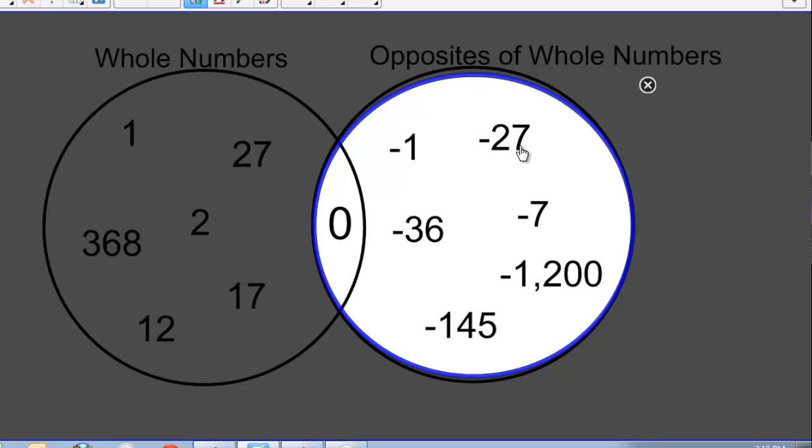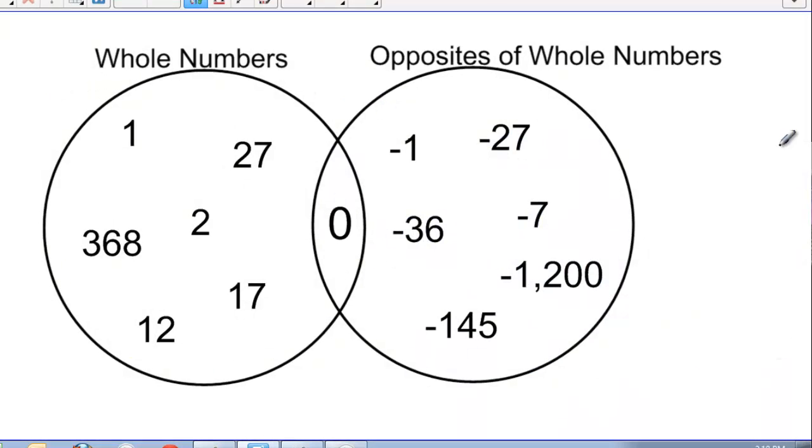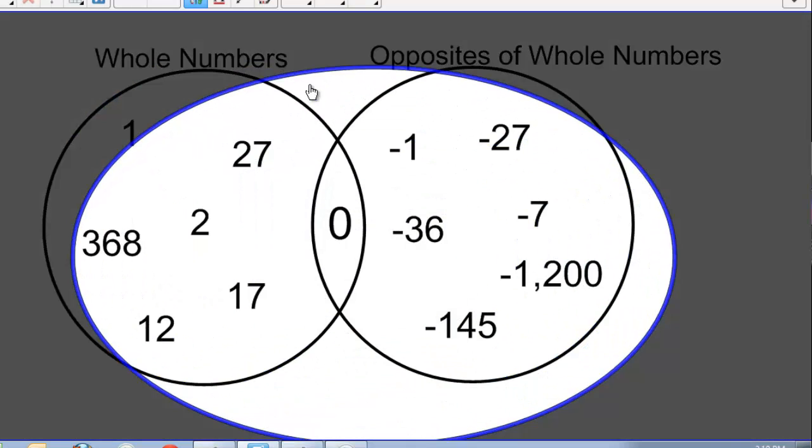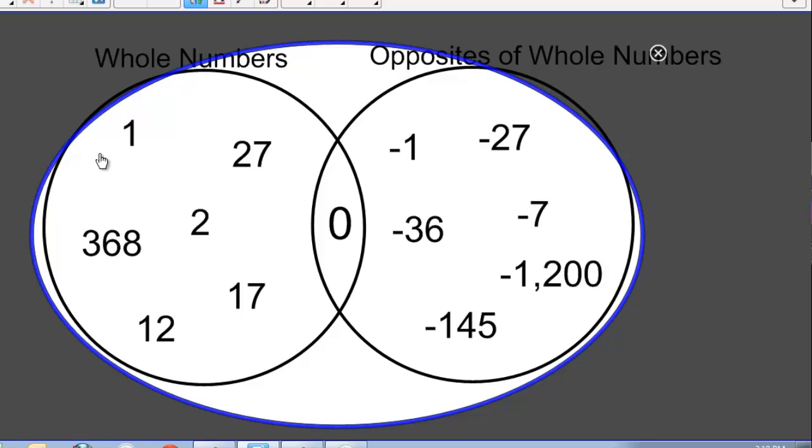But the mistake that a lot of people make is they think that integers come in pairs because we talk about whole numbers and their opposites. Any number that is within these two circles on this Venn diagram would be an integer. So negative 7 by itself is an integer. 2 by itself is an integer.